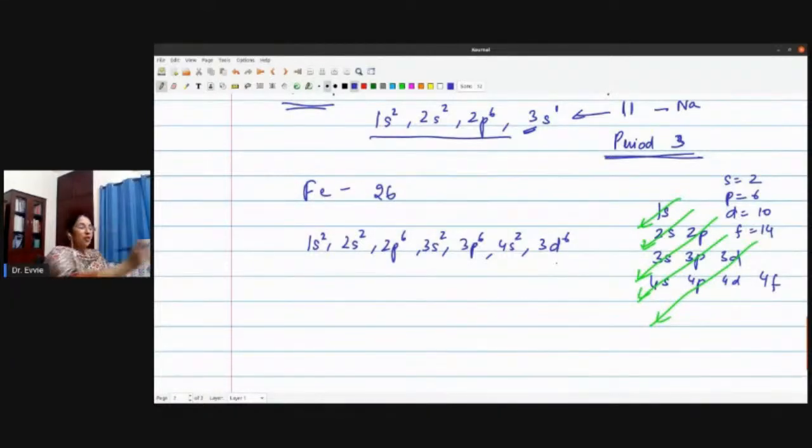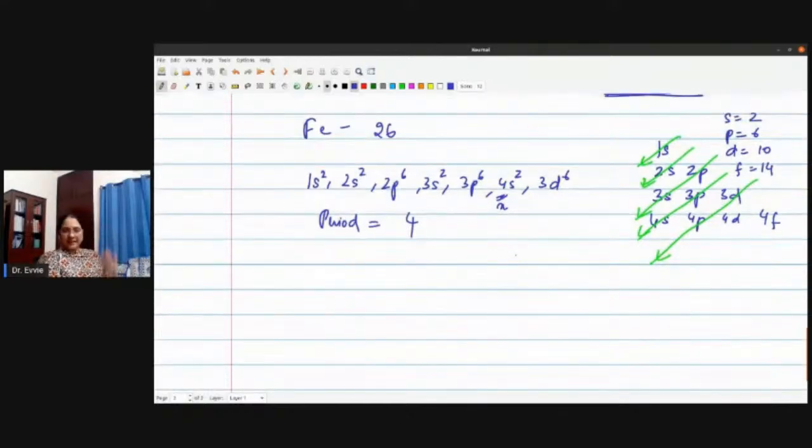Now, how do I find the period for this? Which is the highest value here? The highest value is 4. So the period number is 4. Don't look at how the electron is getting filled; see that value. This is called the n value. That should be the highest, and that is the period it belongs to. So in this electronic configuration, 4 is the highest value and it belongs to the 4th period. So now we know about period. It's very easy now. Now let us see block.